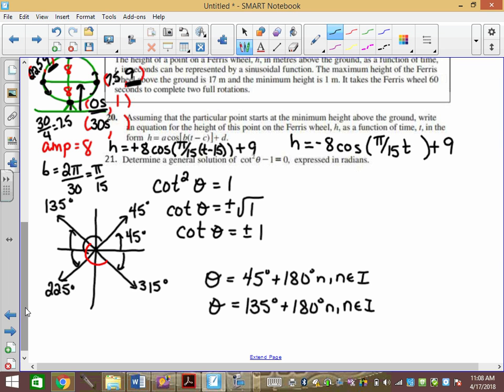Why isn't it completely correct? Not in radians. So it's actually pi over 4 plus pi n, n an integer, and 3 pi over 4 plus pi n, n an integer.